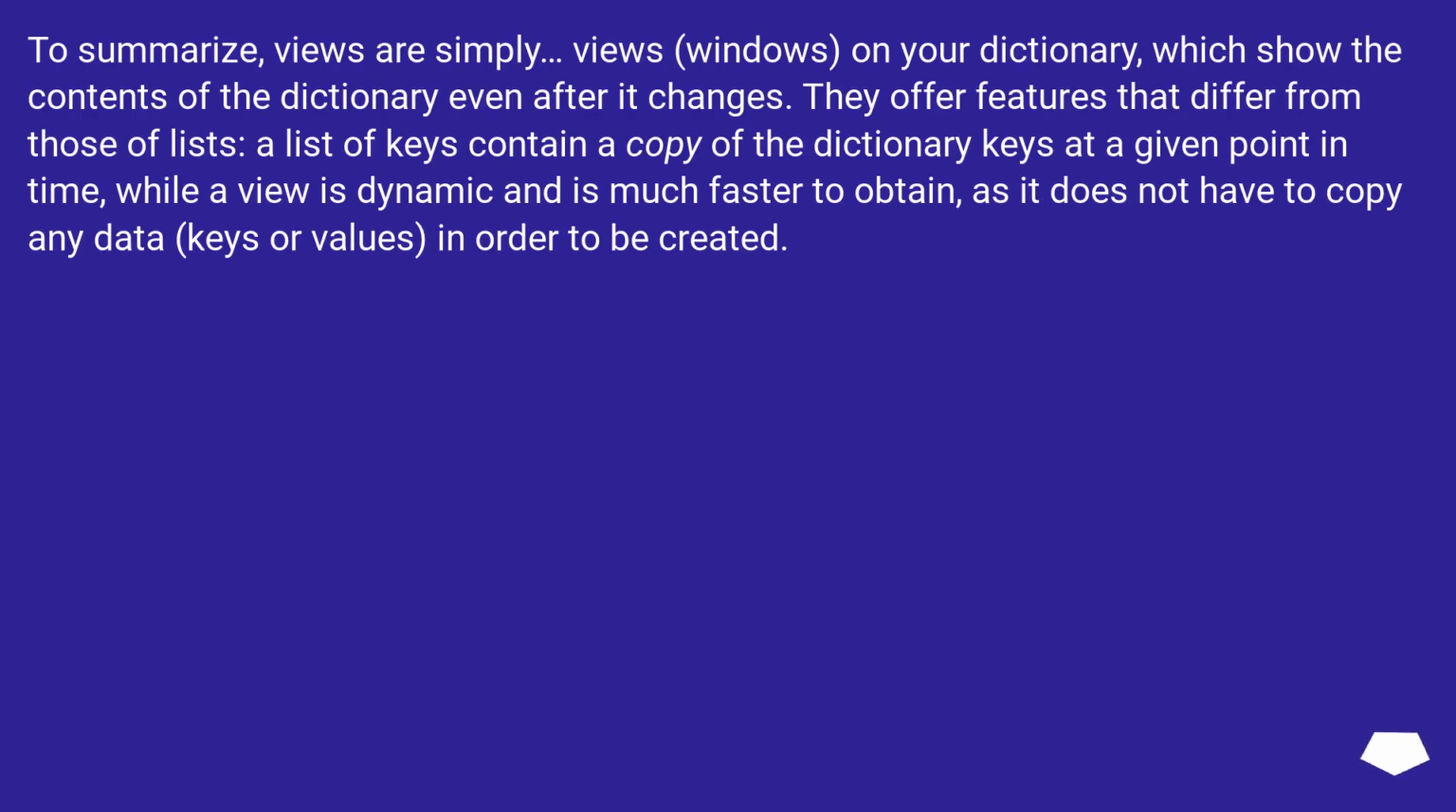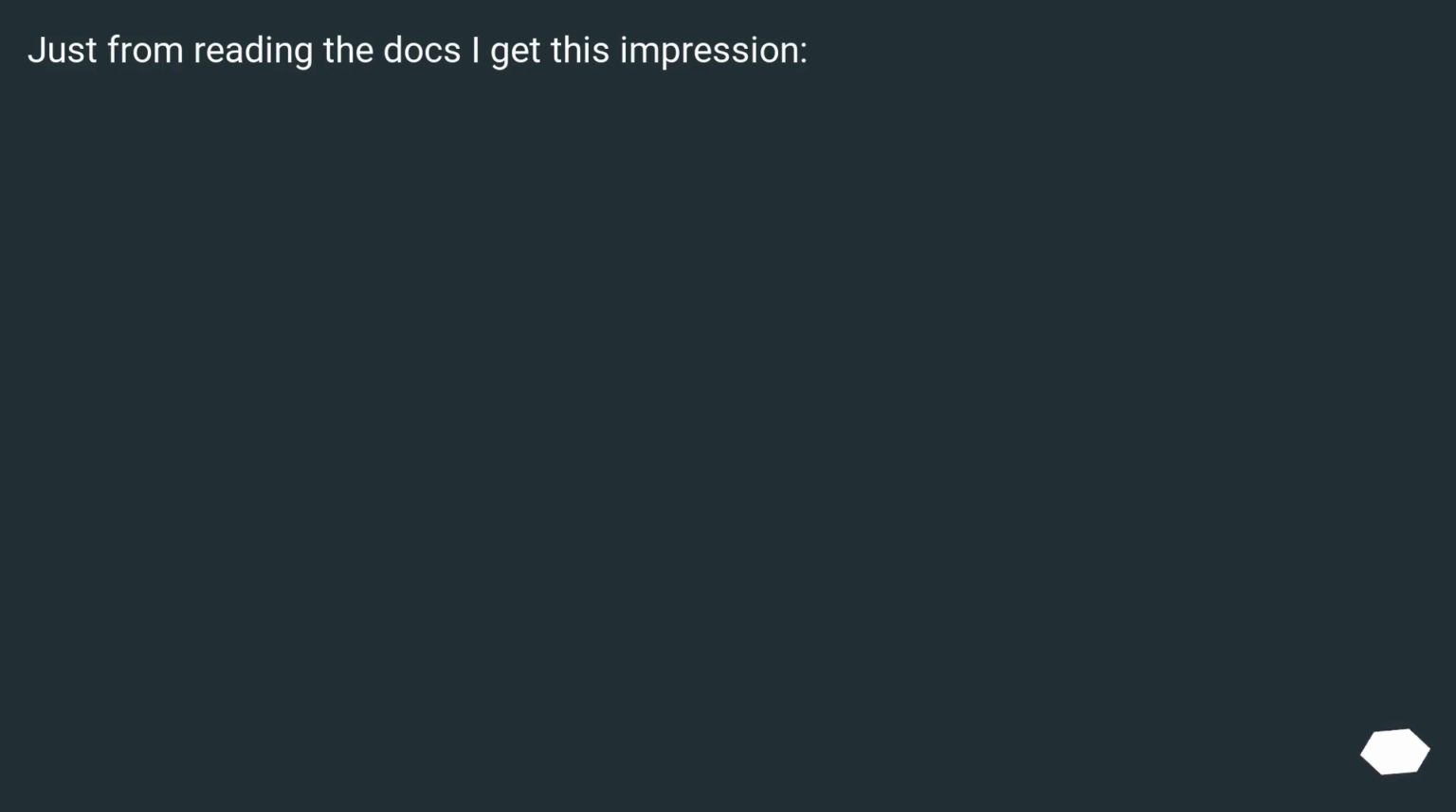To summarize, views are simply views, windows, on your dictionary, which show the contents of the dictionary even after it changes. They offer features that differ from those of lists. A list of keys contains a copy of the dictionary keys at a given point in time, while a view is dynamic and is much faster to obtain, as it does not have to copy any data, keys or values, in order to be created. Just from reading the docs I get this impression.